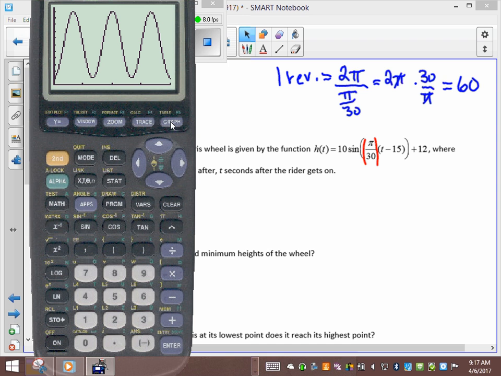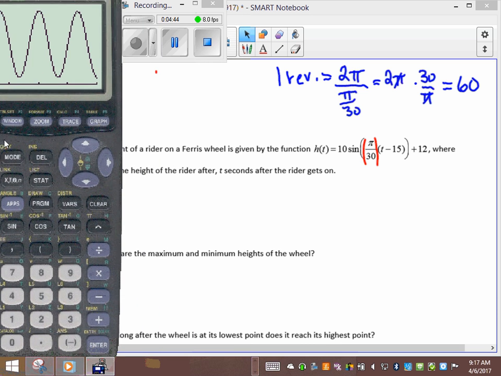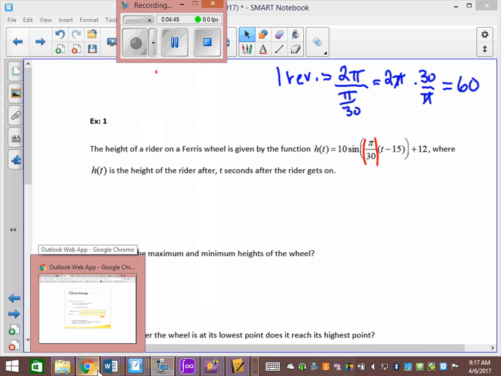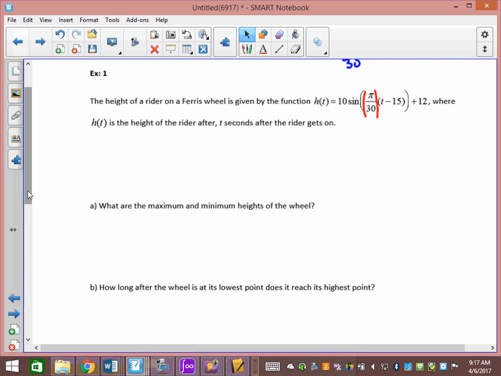I think you have drawings in the background, so I reset it. I have to type it back in. Okay, so this one here, let's go like this. This says h of t is the height of the rider after t seconds, okay? So this is the catch here. We have to read what the stuff is. So h of t, or y, is the height of the rider after t seconds. Okay? So t is time, which is x. Height is y.